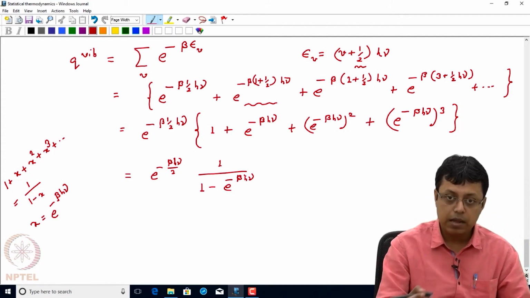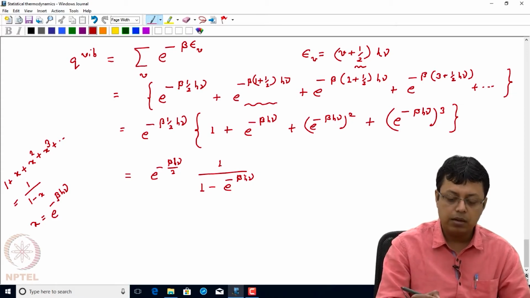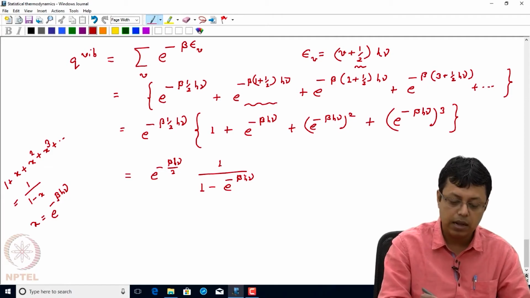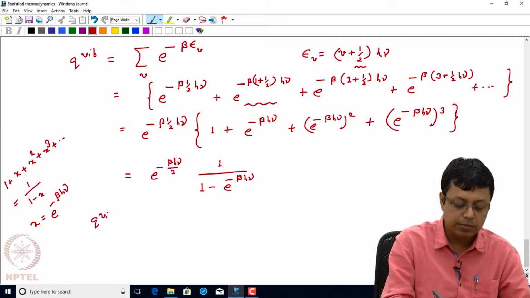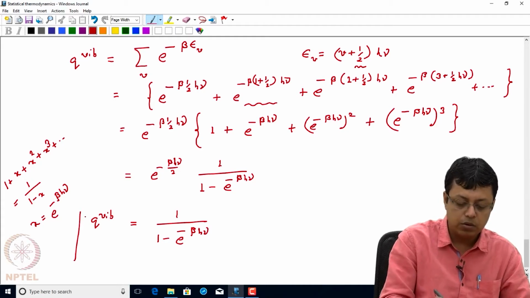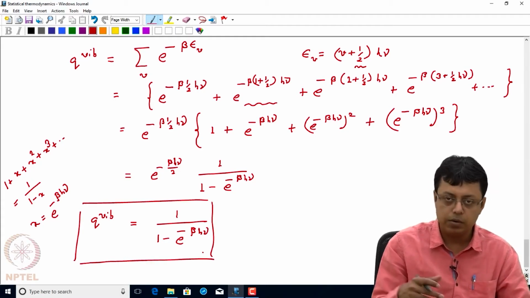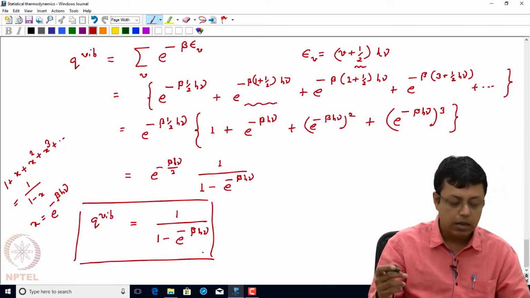Again, sometimes the vibrational partition function is measured from the zero-point vibration. So you basically subtract that and then calculate. In that case, you will see the expression for the vibrational partition function as 1 by 1 minus e to the power minus beta h nu. So we'll be using this expression when we'll be discussing transition state theory.